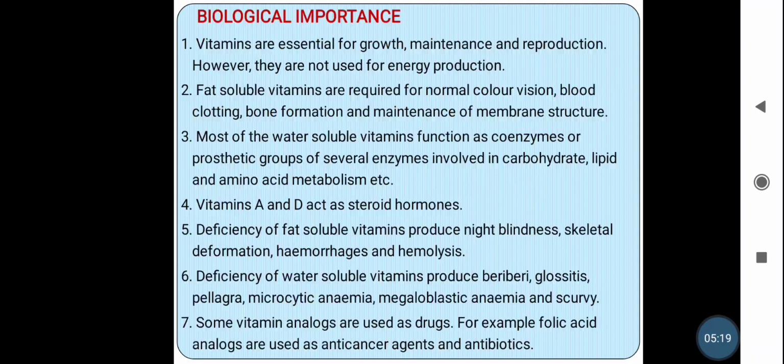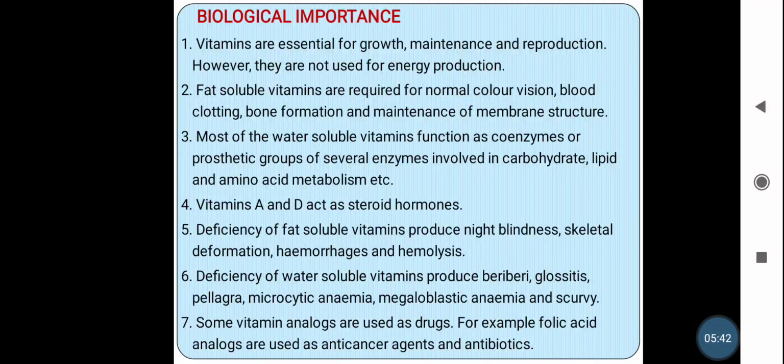Okay, so we will see what is the biological importance of these vitamins, why vitamins are essential, or what is the importance of these vitamins for our health or for our body. First thing, the vitamins are essential for growth, maintenance and reproduction, and they are not used for energy production.